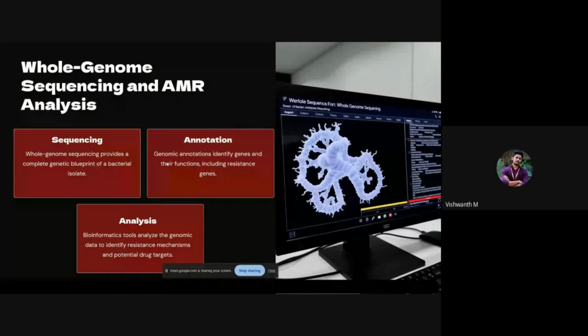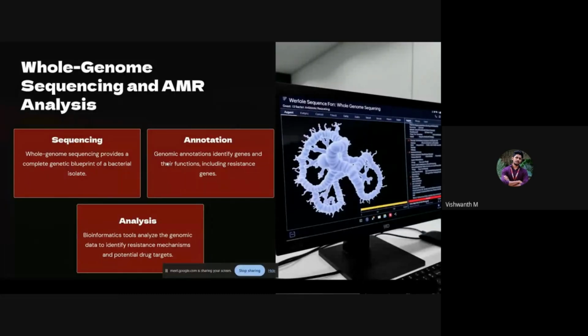The next topic is whole genome sequencing and antimicrobial research and analysis. What is whole genome sequencing? You know what sequencing is, right? It is comparing two sequences, finding the similarities and dissimilarities, aligning them, predicting their alignment scores as well as their common ancestors, and comparing their functions. So lots of things are there in analysis. So what is whole genome sequencing?